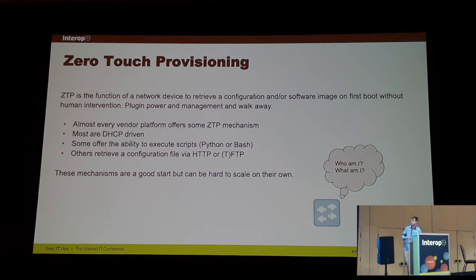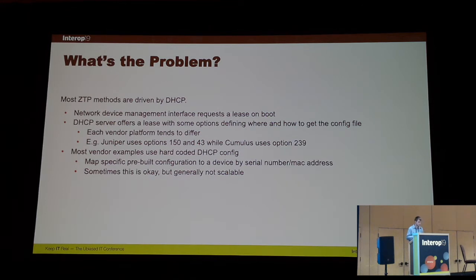So the point we're going to make today is that these solutions are a good start, but they can be hard to scale. So we're going to talk about how we can build a bigger automation platform around this so that we can scale these solutions up and be multi-vendor aware. So what's the problem here?